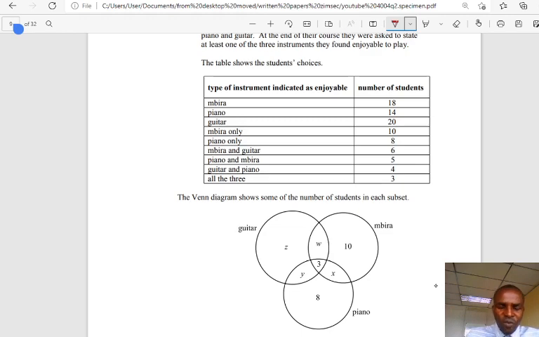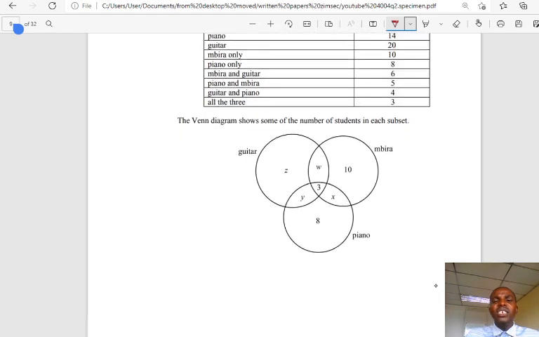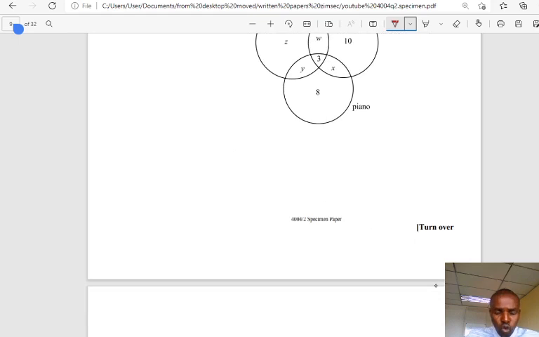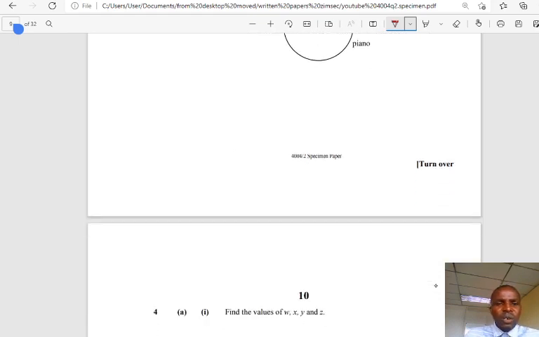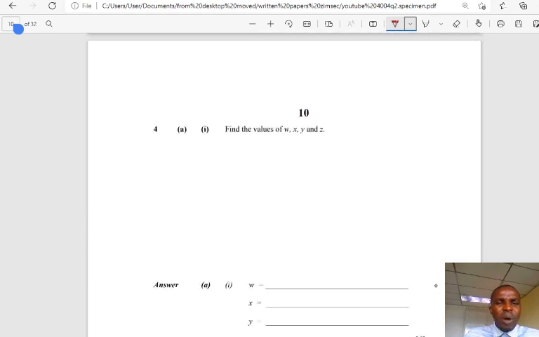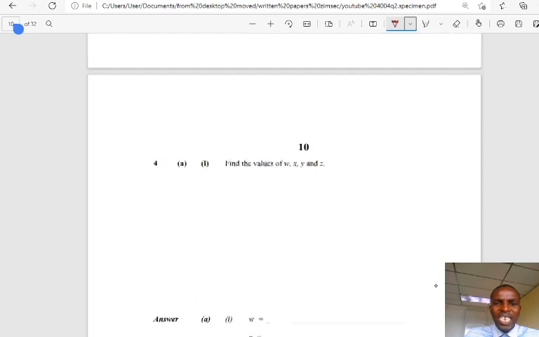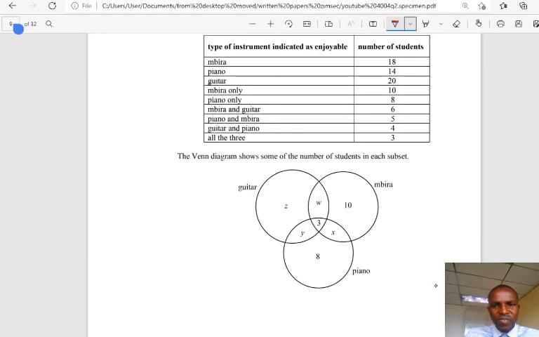Easy if you already have a Venn diagram. But actually, you are supposed to draw or to know how to draw that Venn diagram on your own from those statements given. Right, then question number 1. Find the values of W, X, Y, and Z. Let me just find them here. Right, W, X, Y, and Z.